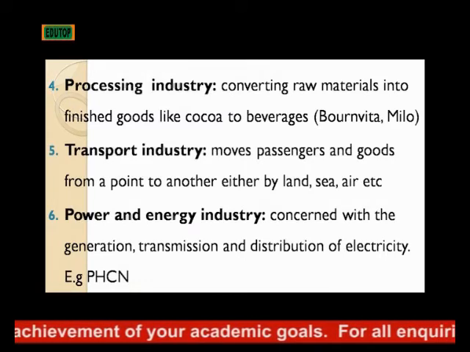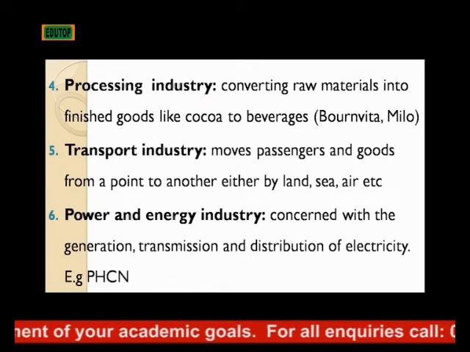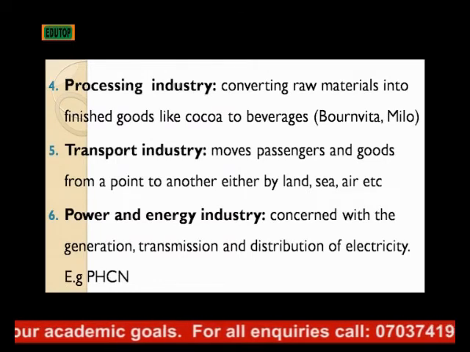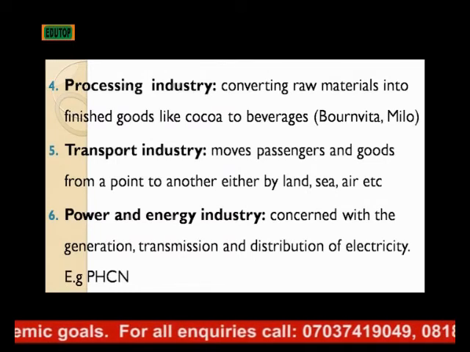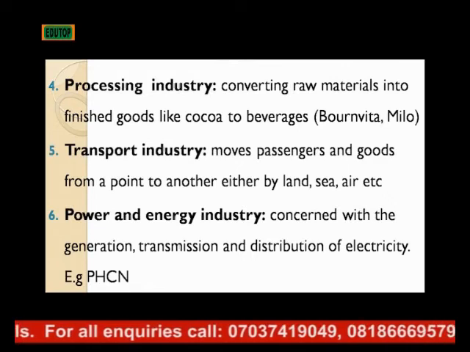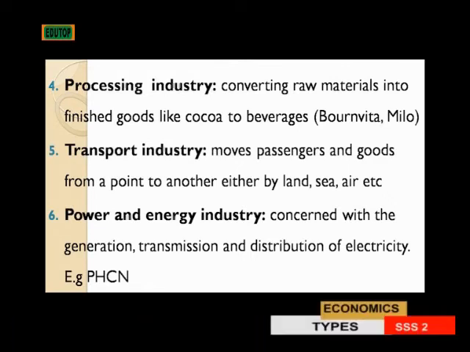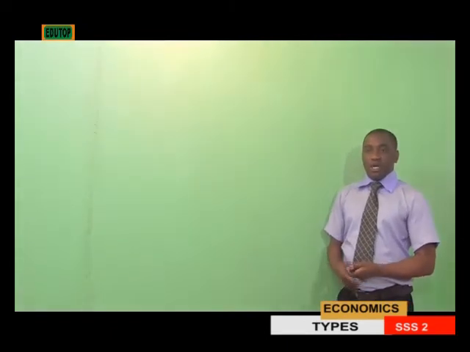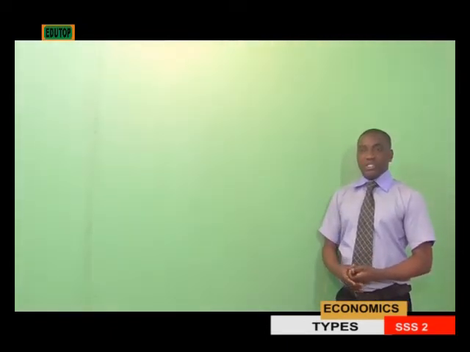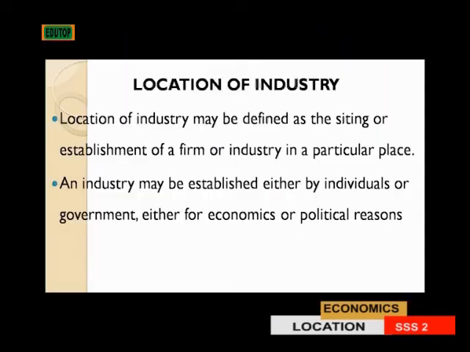And last one, we have the power and energy industry. They are concerned with the generation, transmission and distribution of electricity. In Nigeria, we have what we call PHCN, the Power Holding Company of Nigeria. Those are the ones that are in charge of generation, transmission, and distribution of power, that is electricity, in the country.